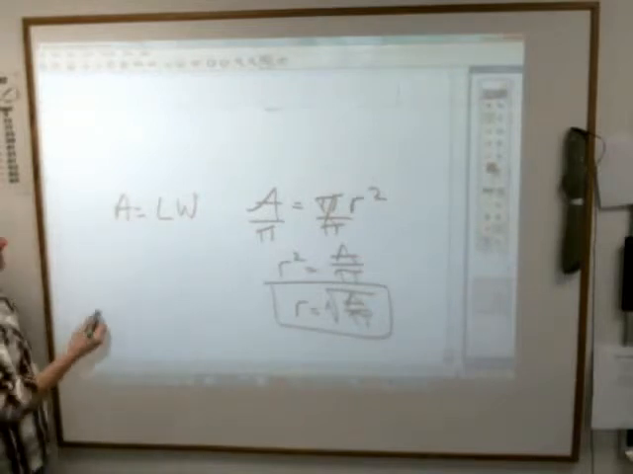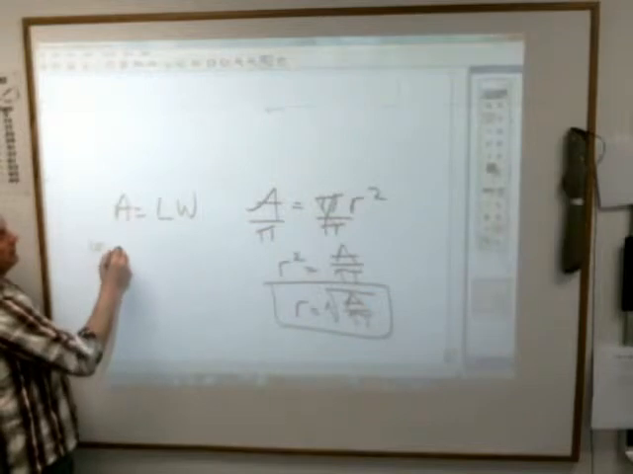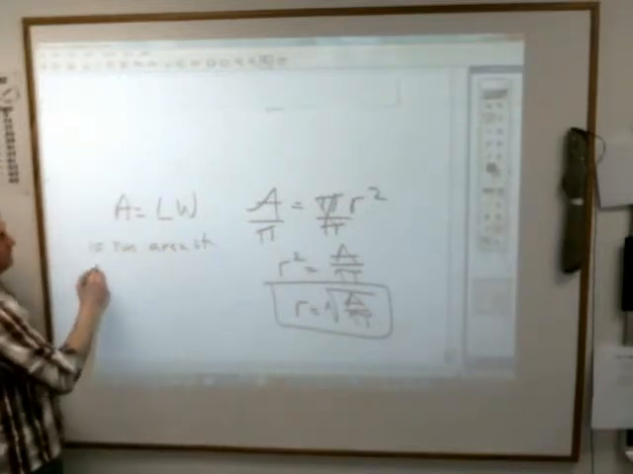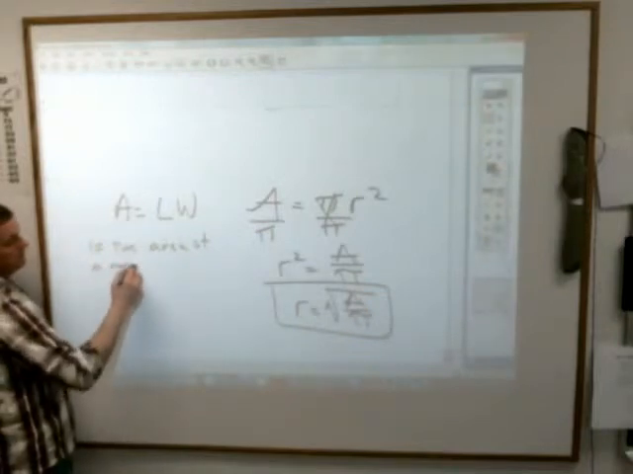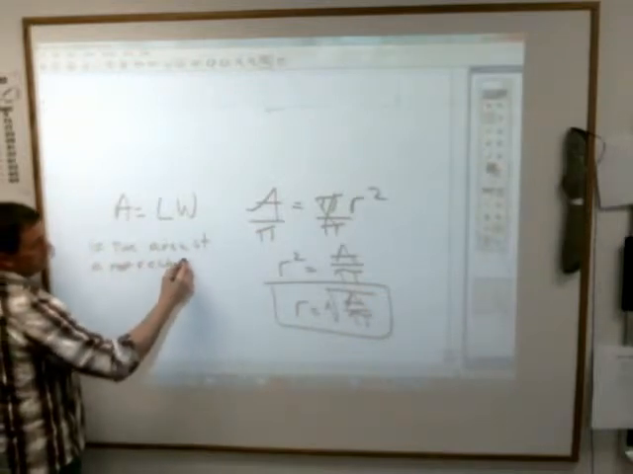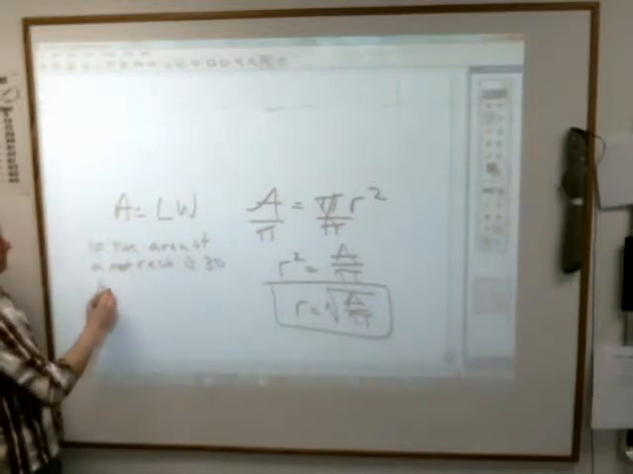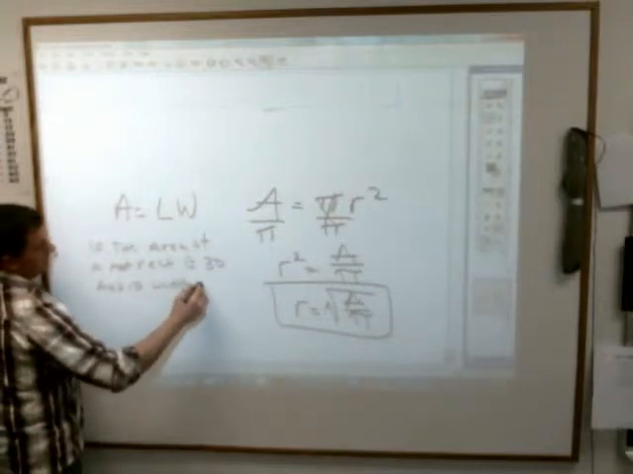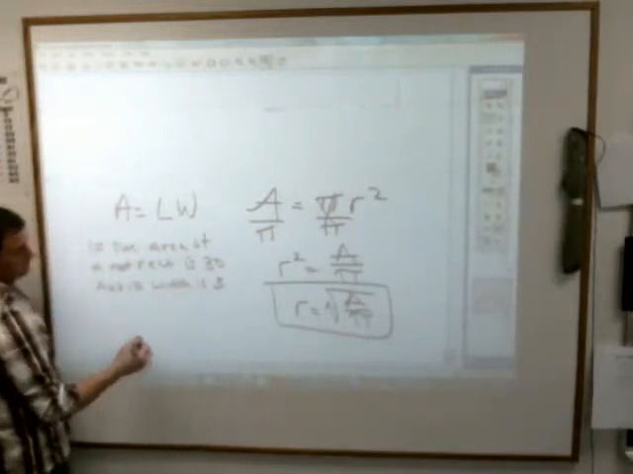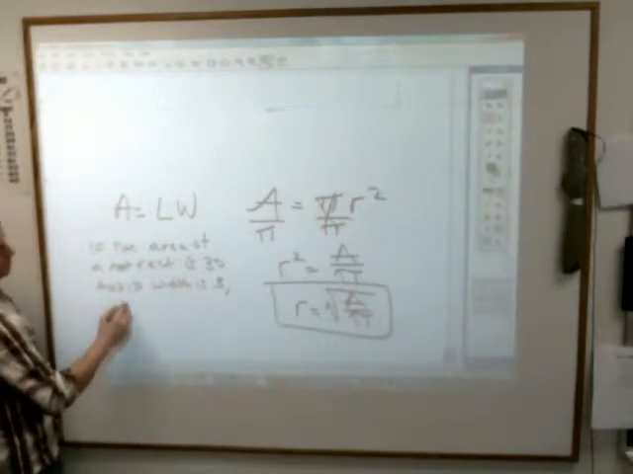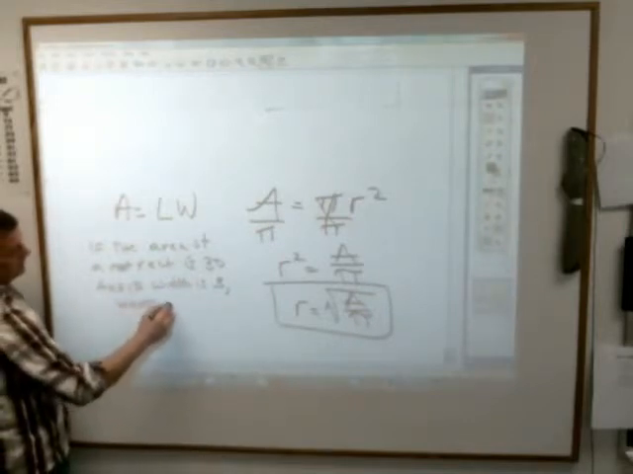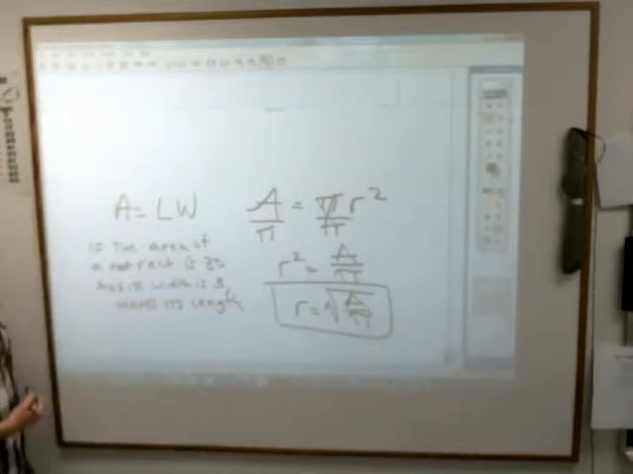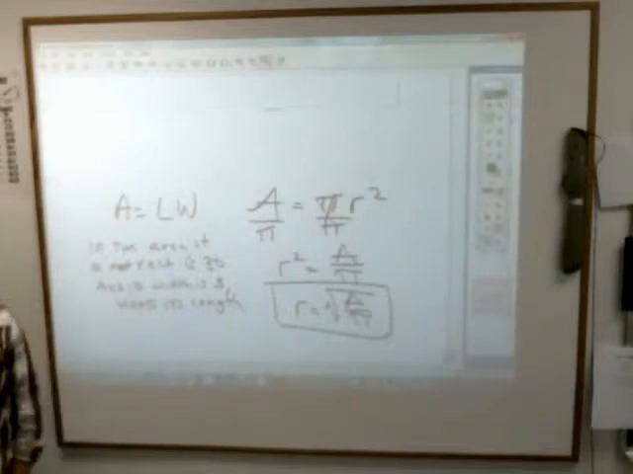The question a book might ask you is, if the area of a rectangle is 30 and its width is 3, what's its length? Now mind you, this is an easy one and you'd say, well, I can do that in my head, but not always is it going to be that way.